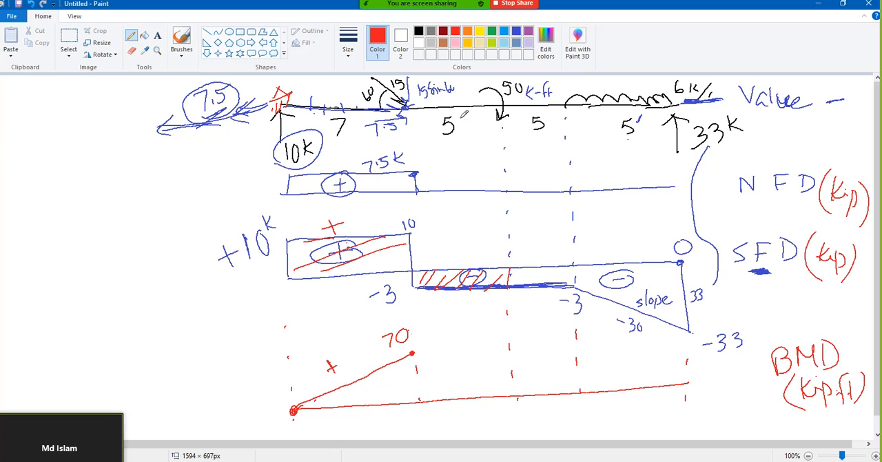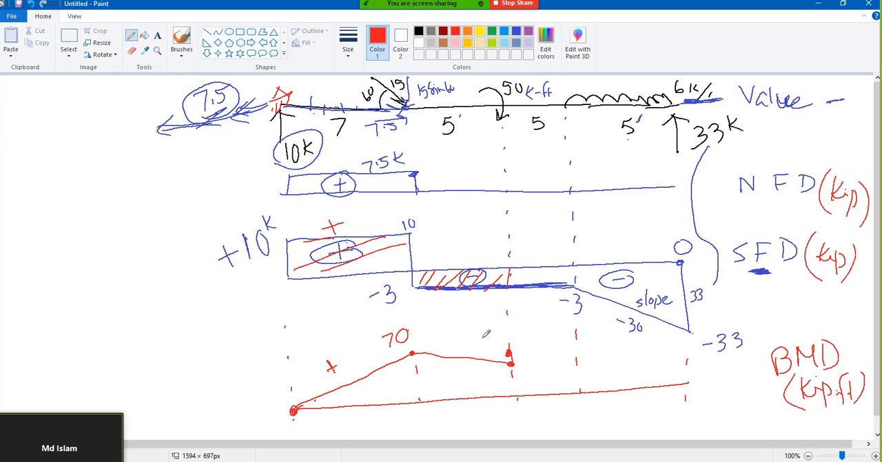Minus 3 times 5 feet, so minus 15. So I had 70. If I do minus 15, it will be, oh, my brain is so dull, 70 minus 15 is 55. Okay, so I'll come here, 55. How will I come here? Straight line? Yes, straight line.